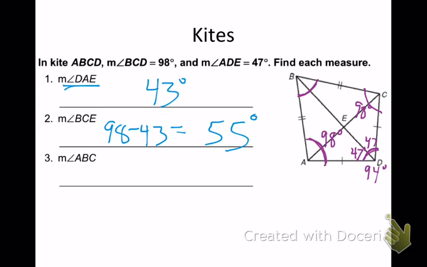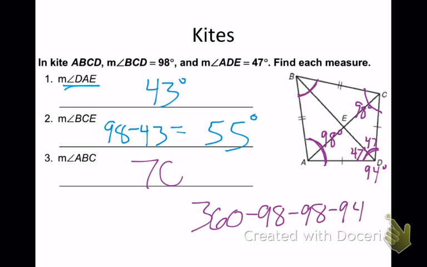So isn't this angle right here 94 degrees? Yeah. In a quadrilateral, what do all the angles on the inside add up to? 360. So I would do 360 minus 98 minus 98 minus 94. And when I do that, I come out with ABC actually equals 70 degrees.